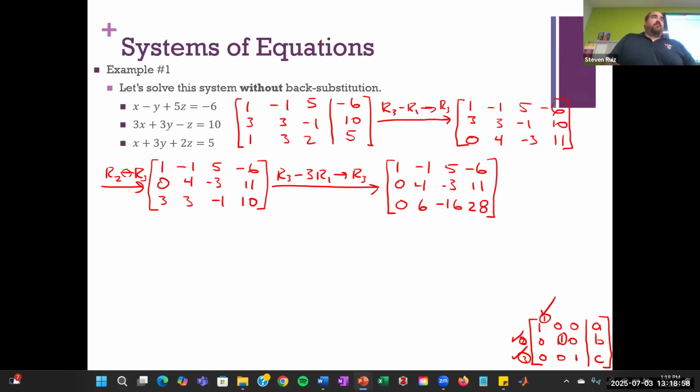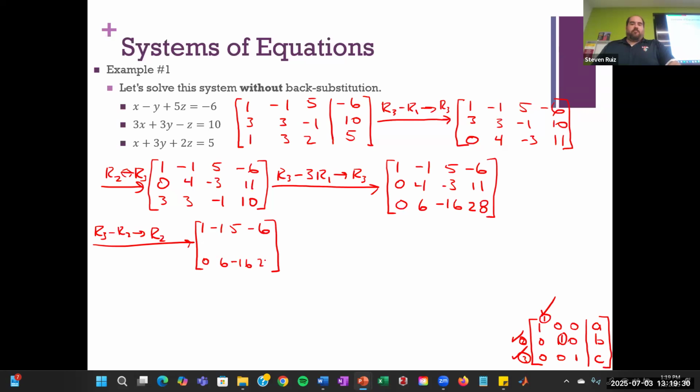Guess I would do row 2 from row 3. Okay. And then put that where? Okay. Row 3 minus row 2, back to row 2. All right. So what did that do? This better not have changed.